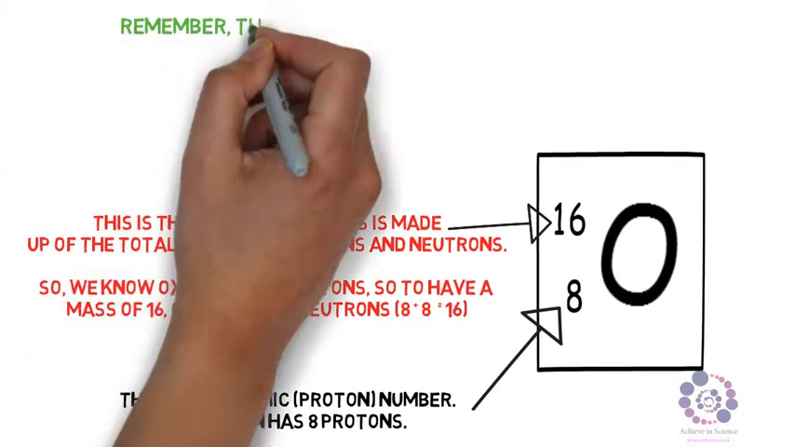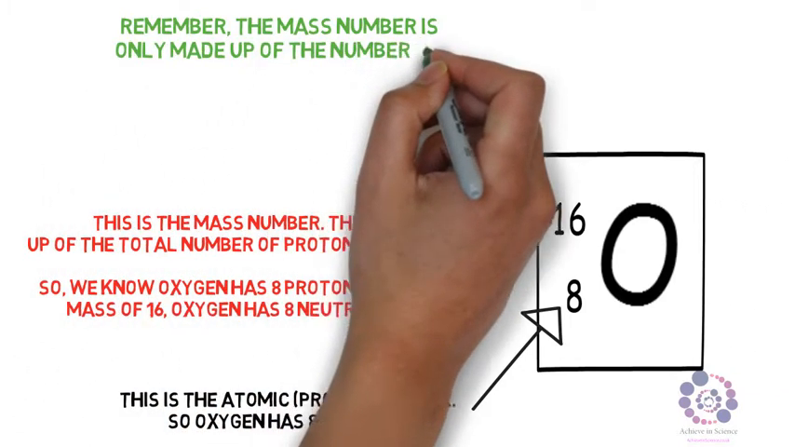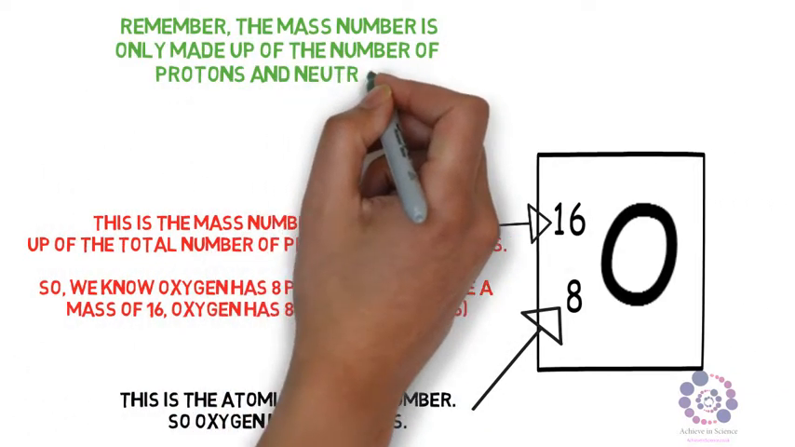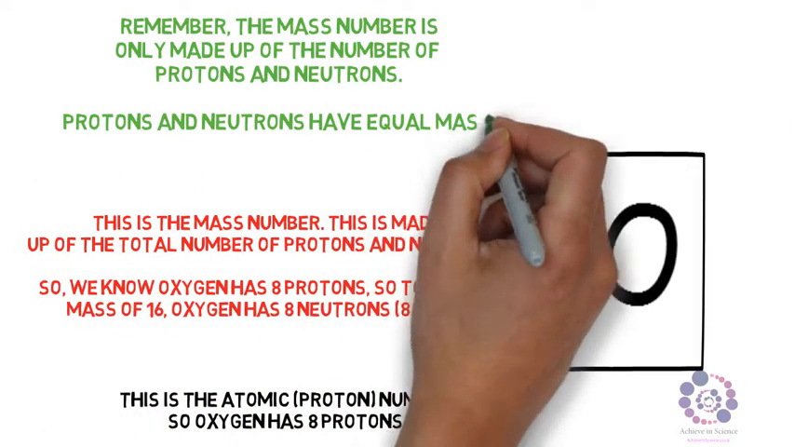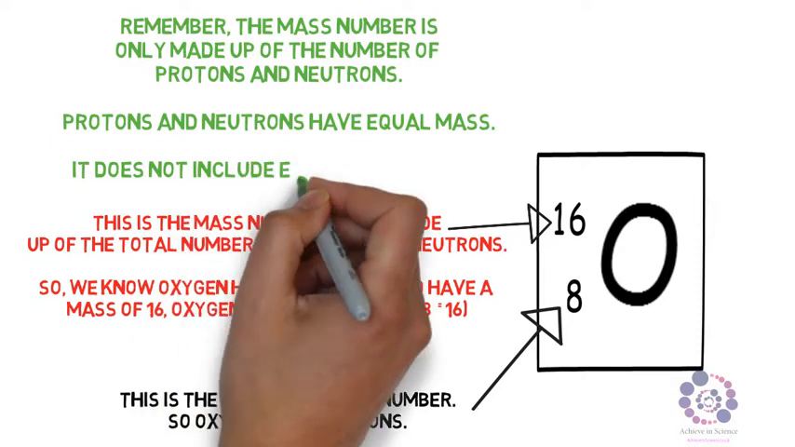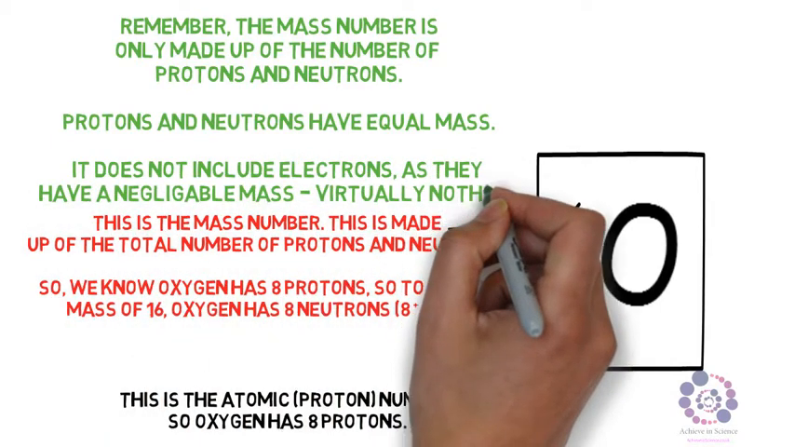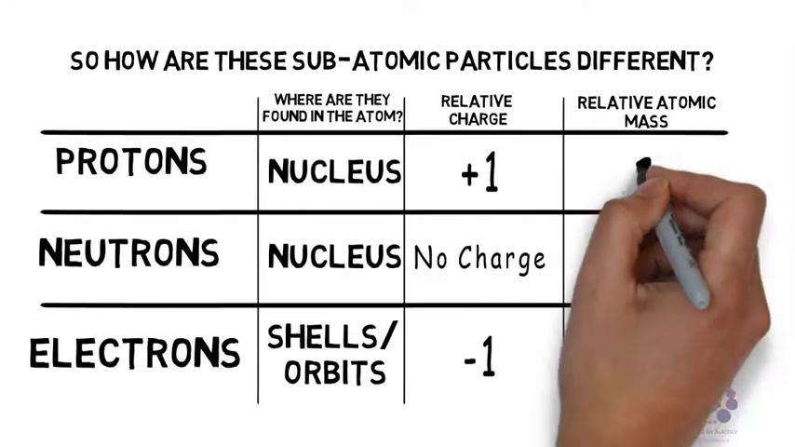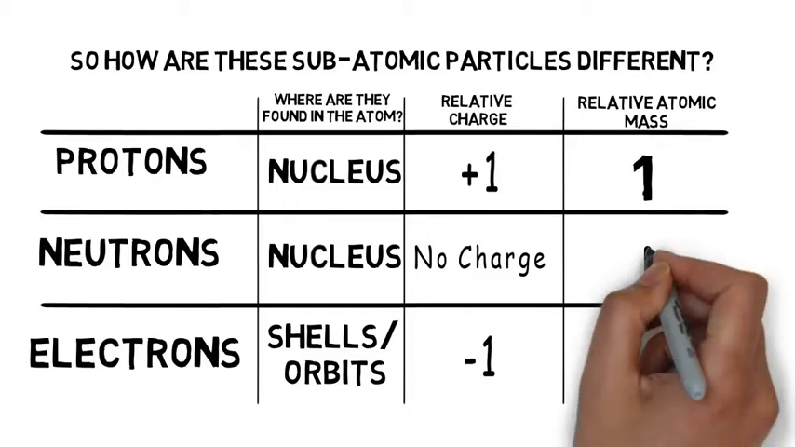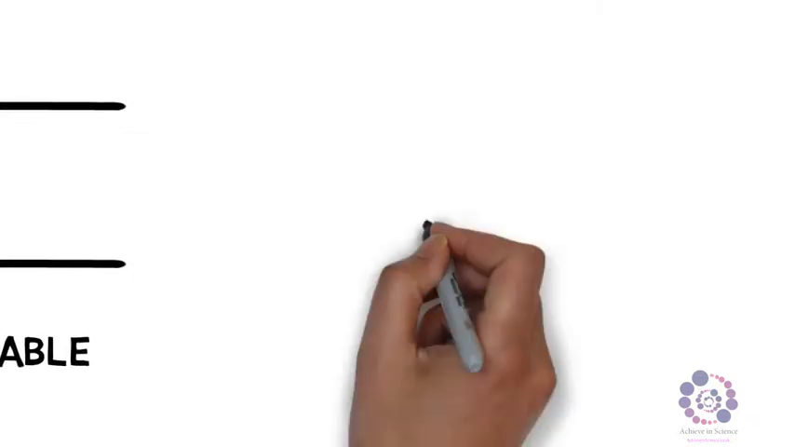Finally, let's now have a look at the relative atomic mass. Remember, the mass number is only made up of the number of protons and neutrons. Protons and neutrons have equal mass. Notice it doesn't include electrons, as they have a negligible mass, virtually nothing. Let's go back to the table again. So, protons have a relative atomic mass of 1, neutrons have a relative atomic mass of 1, and electrons have a negligible mass.